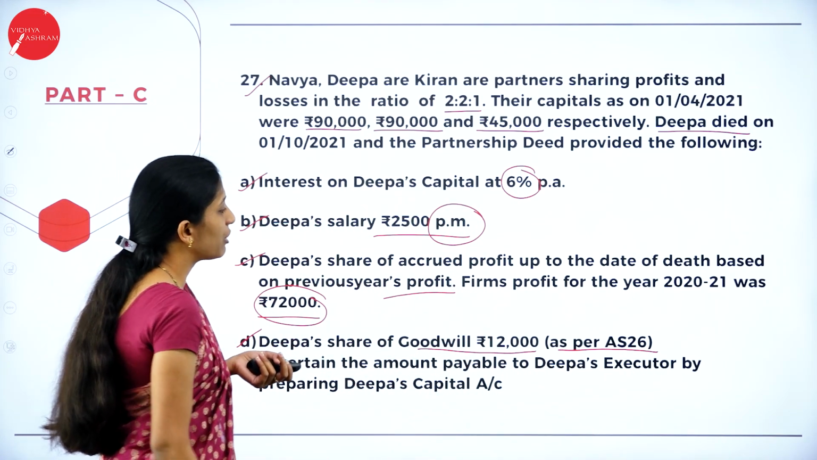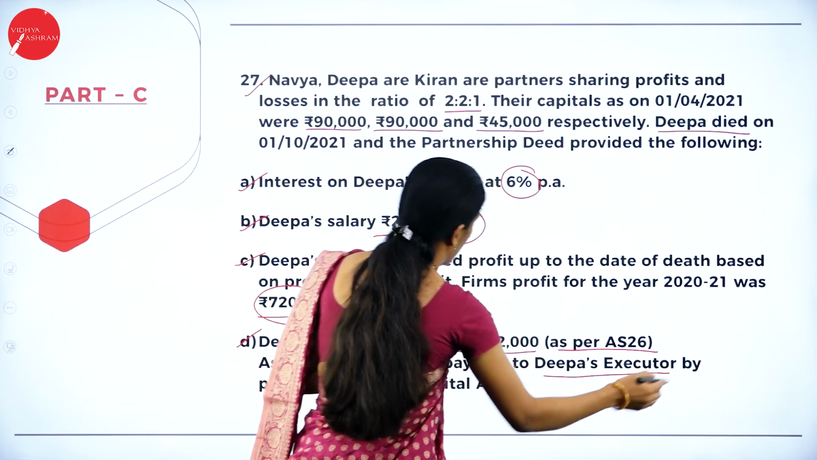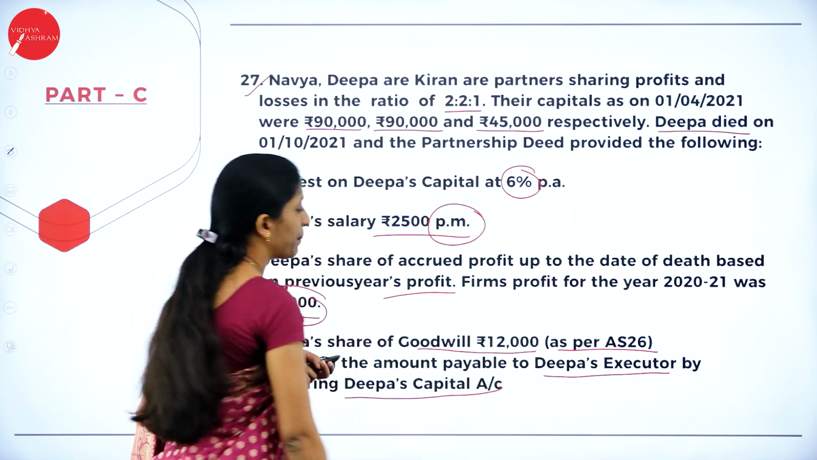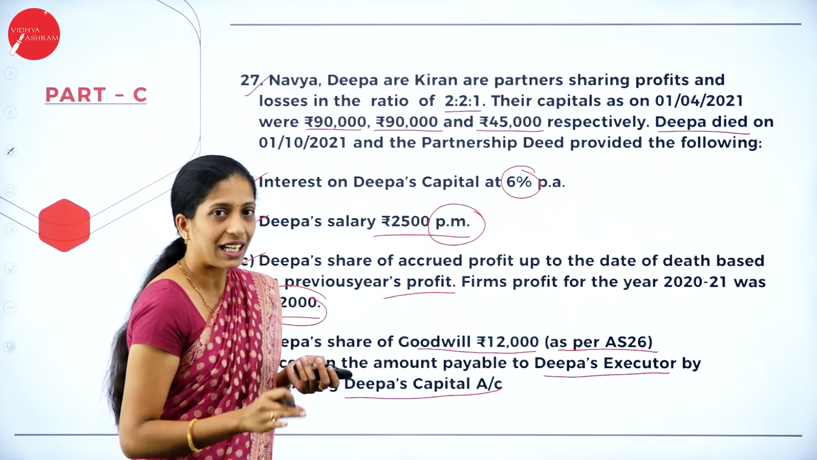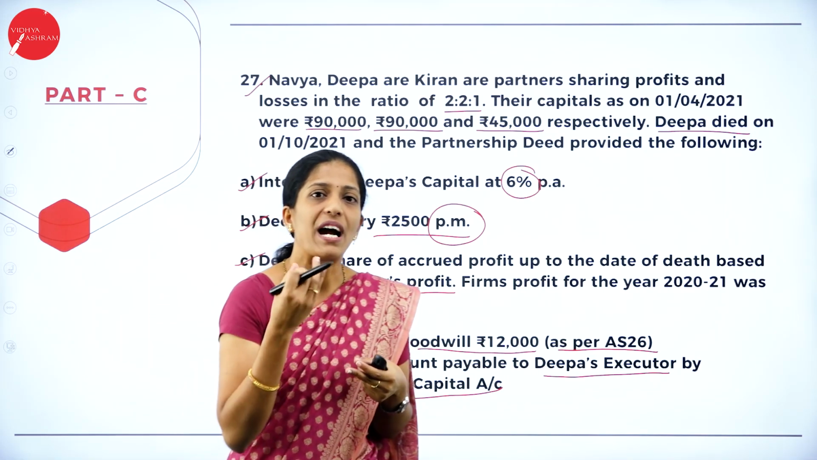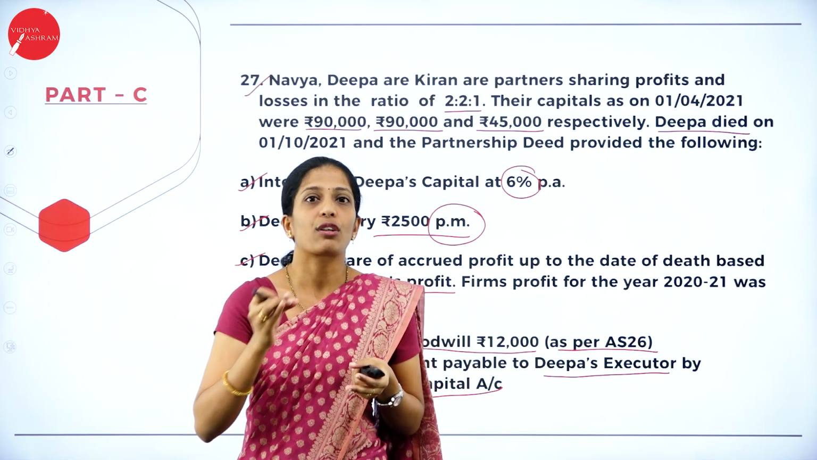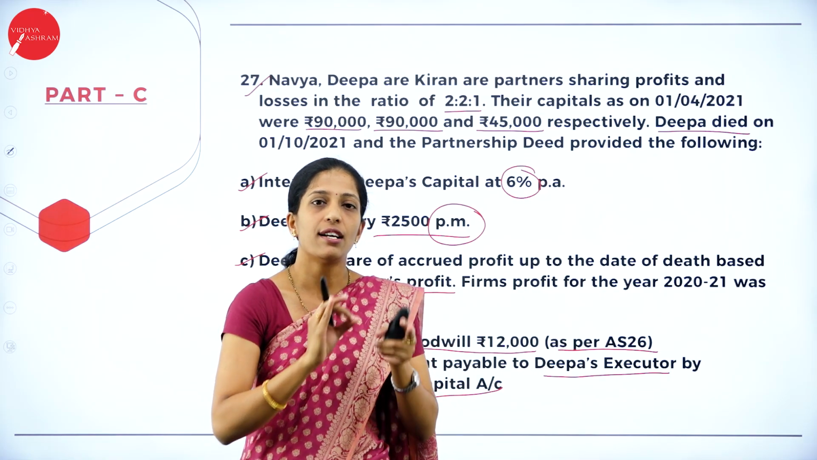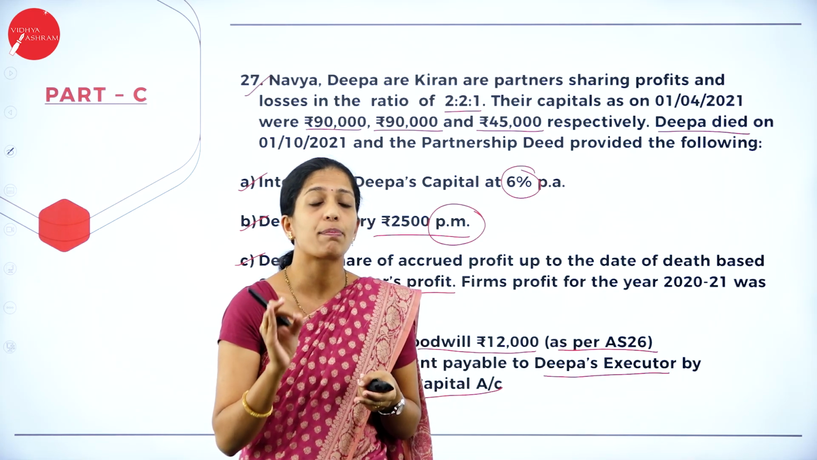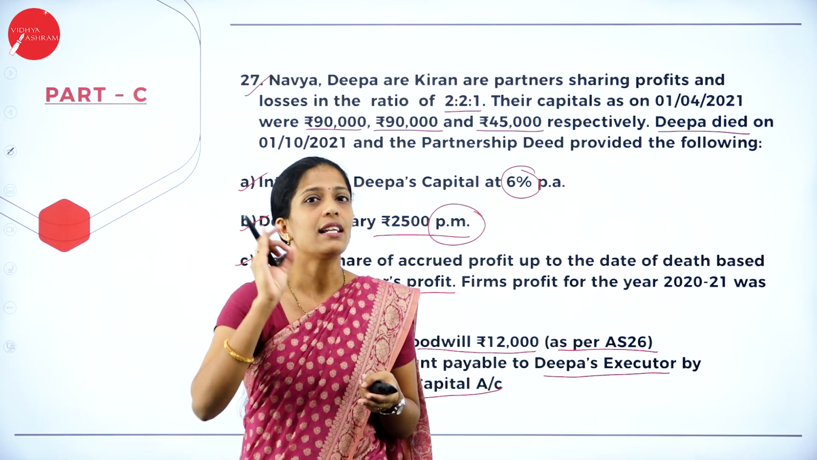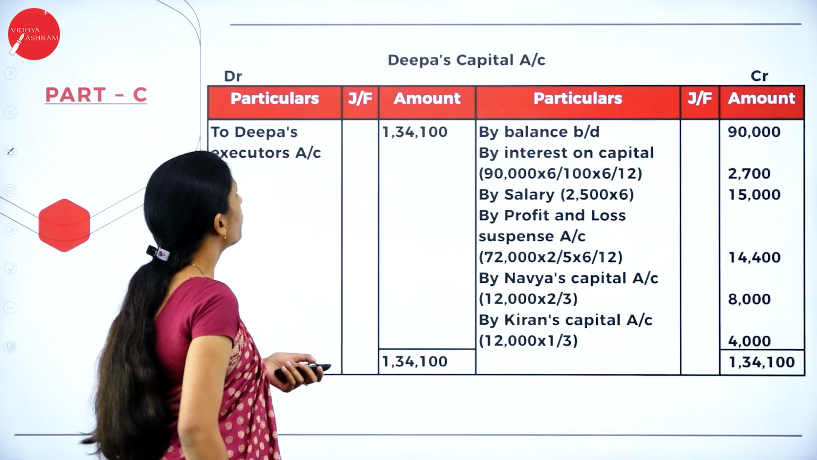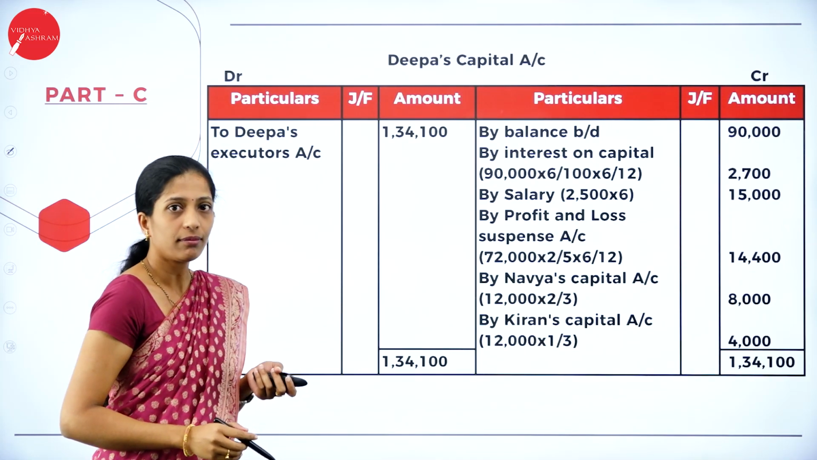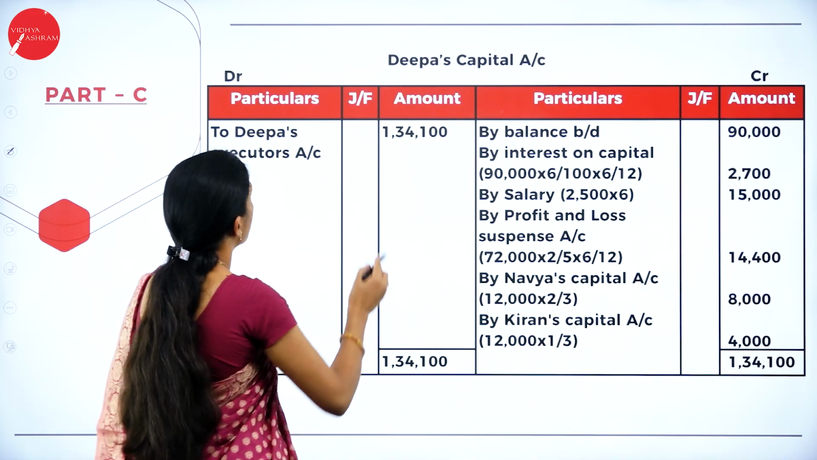Ascertain the amount payable to Deepa's executor by preparing Deepa's capital account. So this is a question where they have given capital of the partner. A partner will die. So whatever that goes to the deceased partner, so we have to prepare deceased partner's capital account and give the amount to her executor. Okay. Now moving on to the solution. So we have to prepare Deepa's capital account.